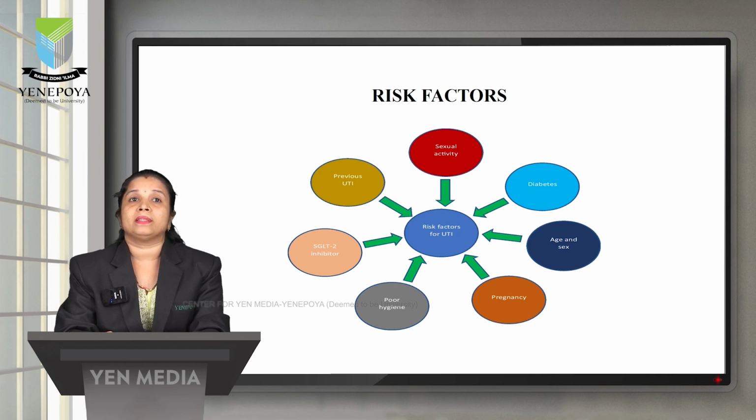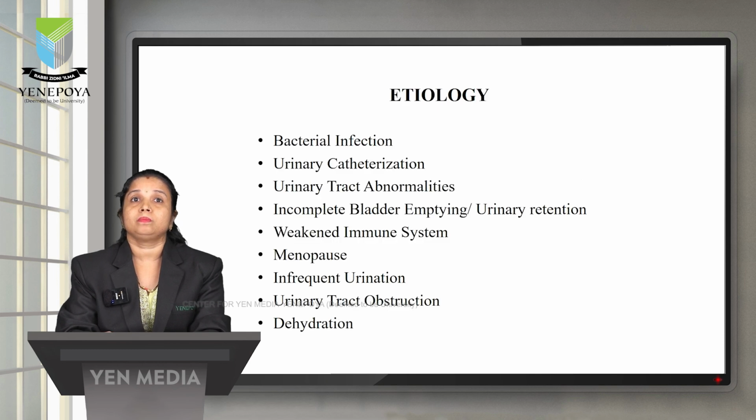The next risk factor is a previous history of urinary tract infection, and the last one is sexual activity. Unprotected or frequent sexual intercourse may also lead to urinary tract infection. So these are some of the risk factors which predispose to urinary tract infection.